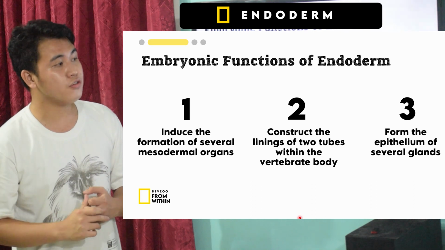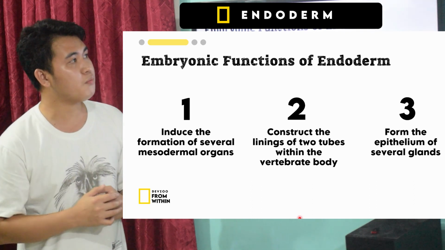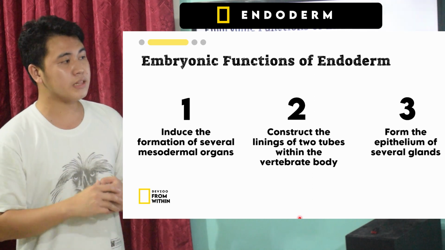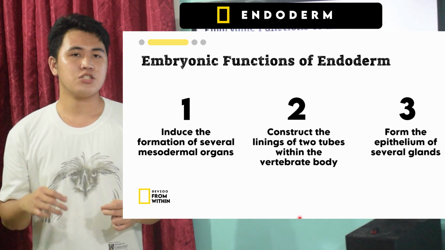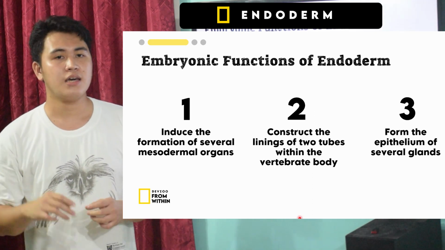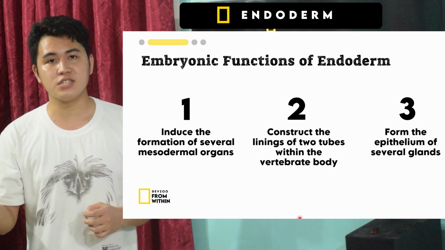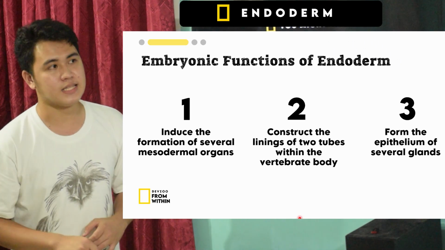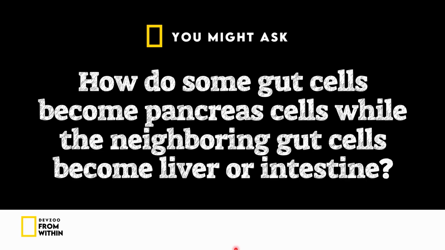And finally, the third function of the embryonic endoderm is to form the epithelium of several glands. So the pharynx has epithelial outpockets that give rise to the tonsils, the thyroid, the thymus, and the parathyroid glands. You might ask, how do some gut cells become pancreas cells while the neighboring gut cells become liver or intestine? This is answered by the anterior-posterior patterning.